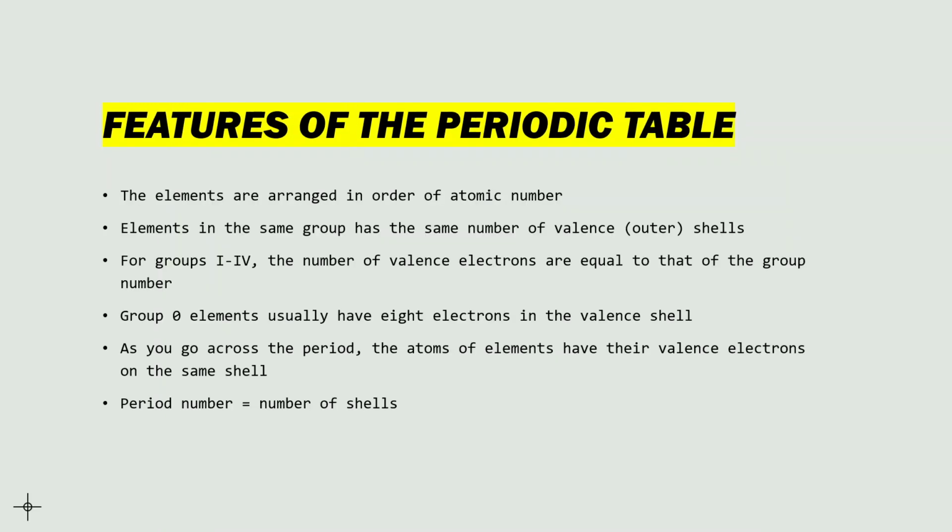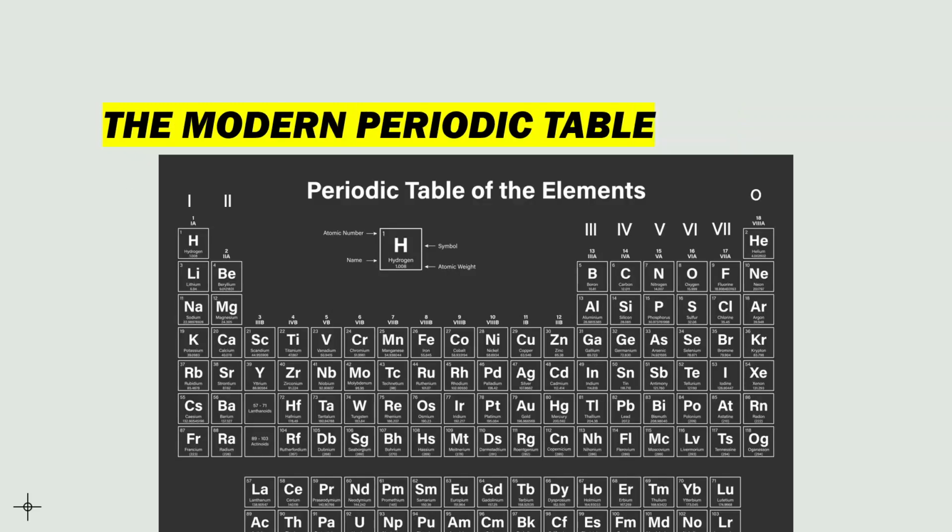Right. For groups 1 to 4. I lost my train of thought just now. So if you're wondering what just happened, I lost my train of thought. But I'm back. For groups 1 to 4, the number of valence electrons is equal to the group number. You're like, what does that mean?